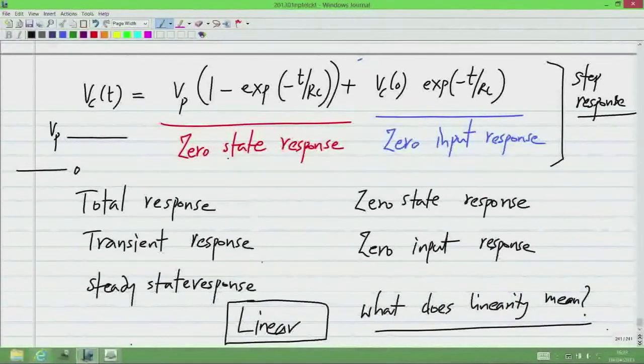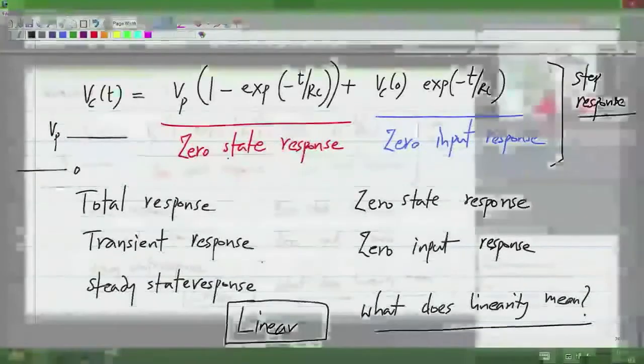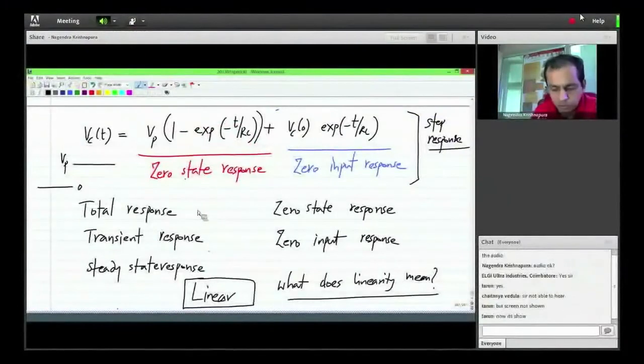That is one way to express linearity, to say that some response is proportional to some input, or something is proportional to something else. Now please try to answer this: is the total response linear with the input? Is this linear? Yes or no? You can type your answers into the chat window.